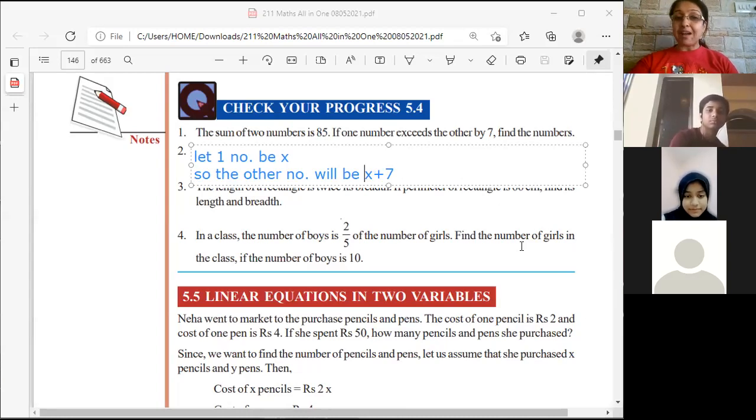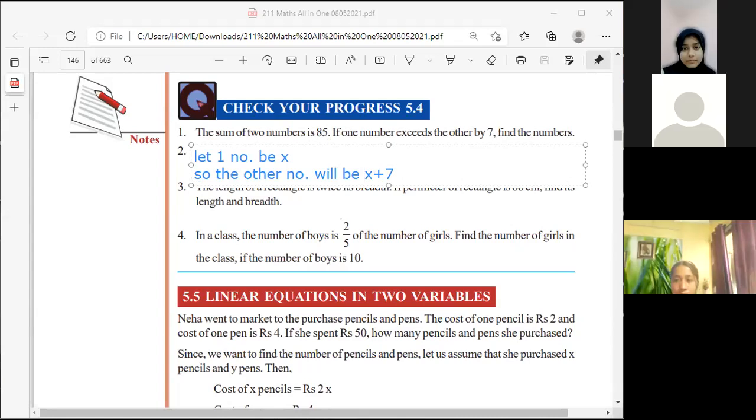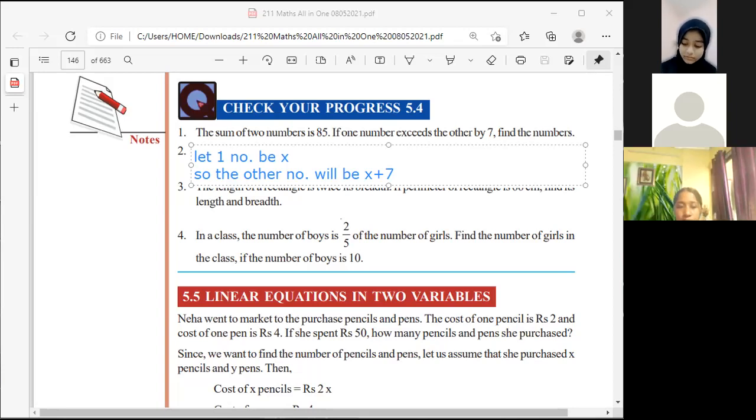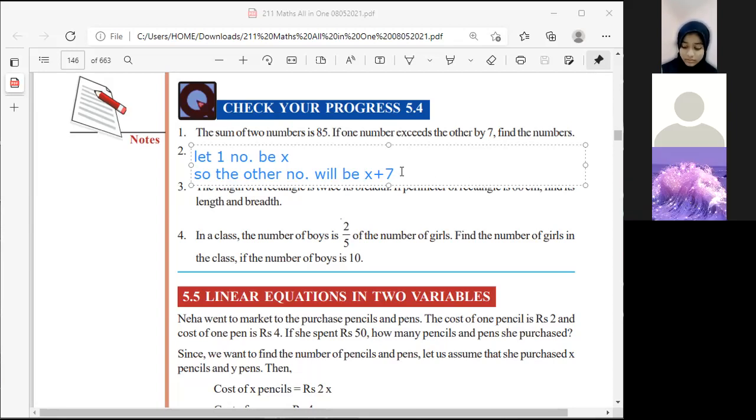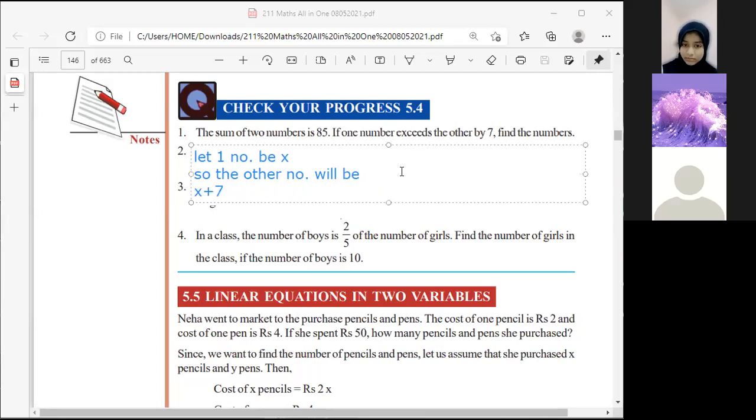Yes. So if one number is x, see, Sharia, I heard you saying 7x. But 7x will be multiplied, na? It won't be exceeding. When it is exceeding, that means it is adding. If it was 7 times more than the first number, then it would be 7x. Can you catch the words? Okay. So I will say, let one number be x. So the other number will be x plus 7. Am I clear till here?